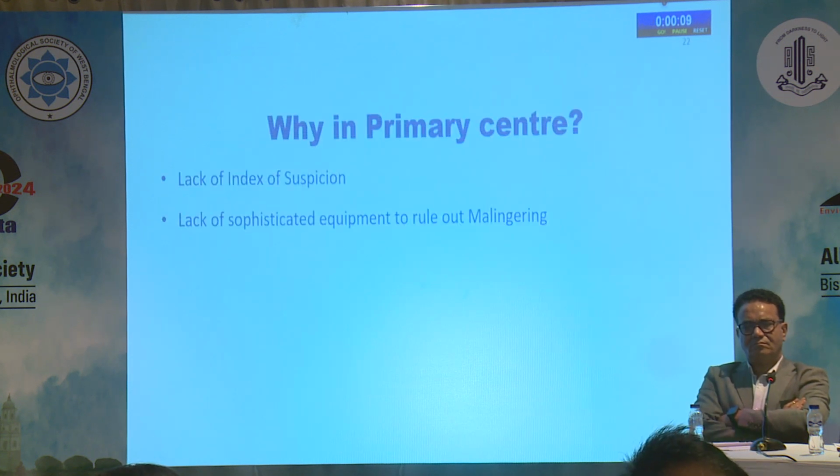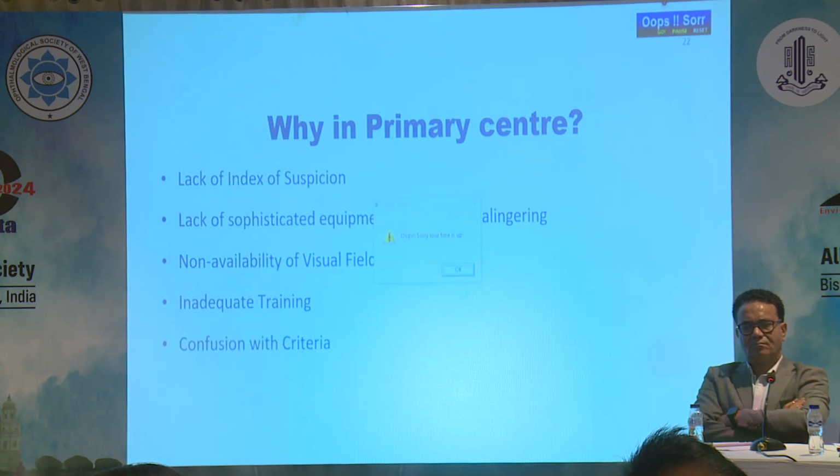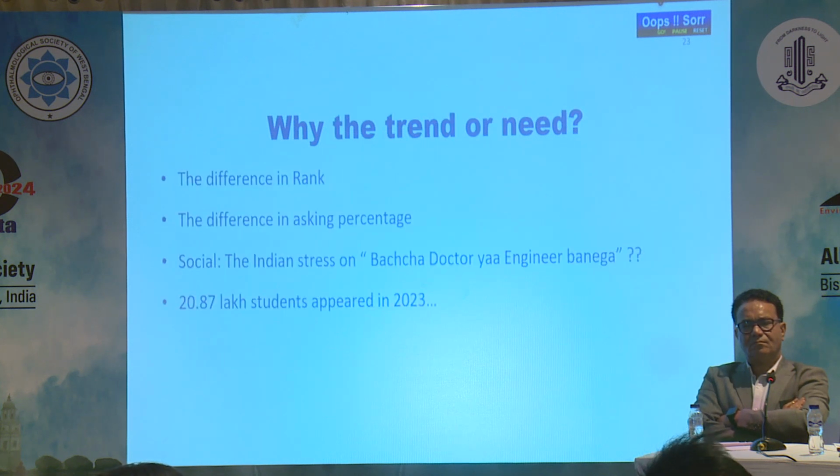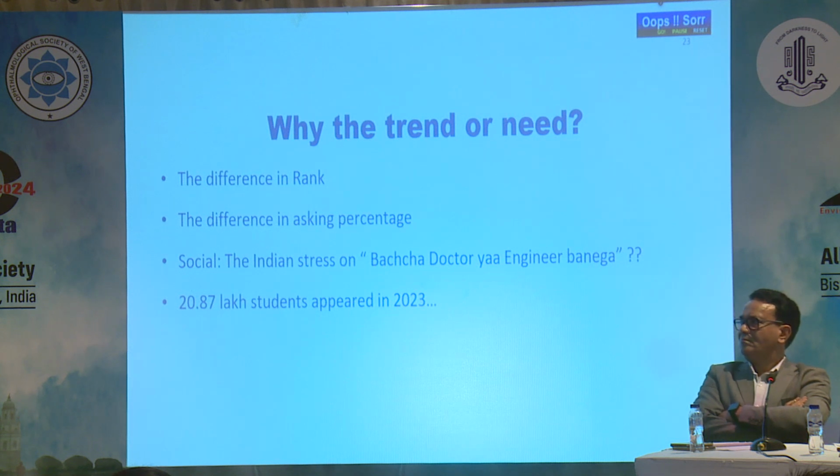So why is this happening in primary centers? Maybe lack of index of suspicion, lack of sophisticated equipment to rule out malingering, non-availability of visual field testing at their centers, inadequate training, or is it a sympathetic attitude towards the local students? And why is this trend? Because of this stress on bacha doctor banega, a difference in asking percentage. Four days ago, Times of India reported 20 lakh students have applied for NEET this year versus 0.7 lakhs in 2015.